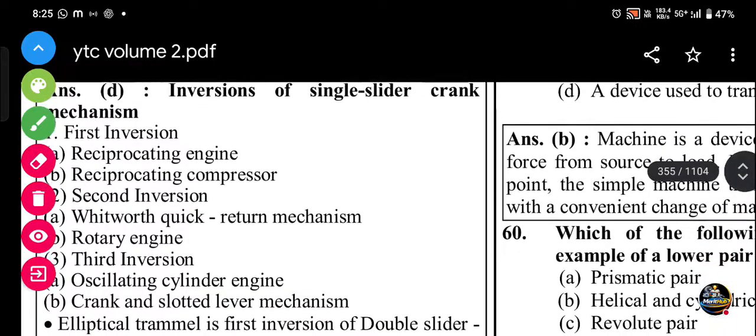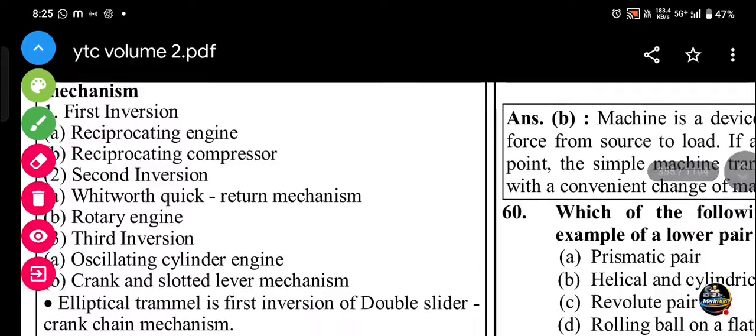There are some single slider crank mechanisms. The first inversion is the reciprocating engine, reciprocating compressor. Second inversion: Whitworth quick return mechanism, rotary engine. Third inversion: oscillating cylinder engine, crank and slotted lever mechanism. Elliptical trammel is the first inversion of the double slider crank chain.